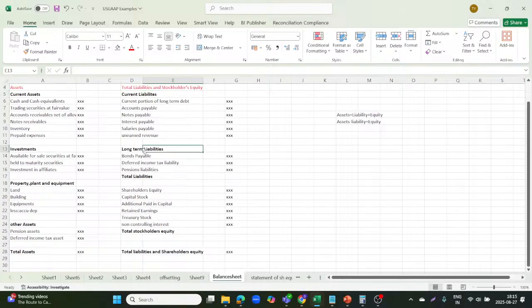Then under long-term liabilities, we have bonds payable, deferred income tax liability, pension liability. These are all your long-term liabilities. Then equity will come over here, which is capital stock, additional paid-in capital, retained earnings, treasury stock, non-controlling interest. So the sum of the liability and equity should be equal to your total assets. That means total assets should be equal to your total liability and shareholder equity. Left should be equal to your right.